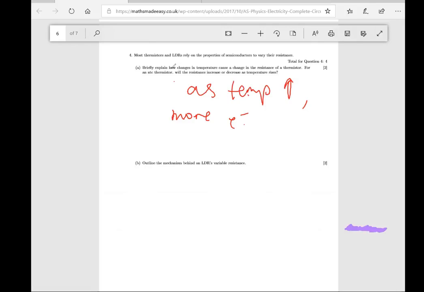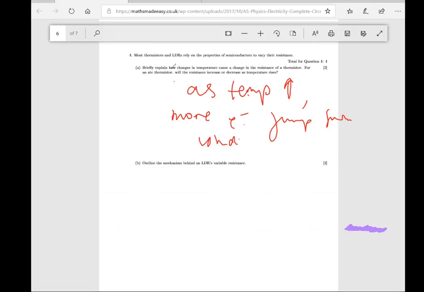So what you will say: as the temperature increases, more electrons will jump from the valence band into the conduction band. If there is an electron in the conduction band, then your material will be conductive. So remember it like this. If there is an electron in the conduction band, then your material will be conductive.